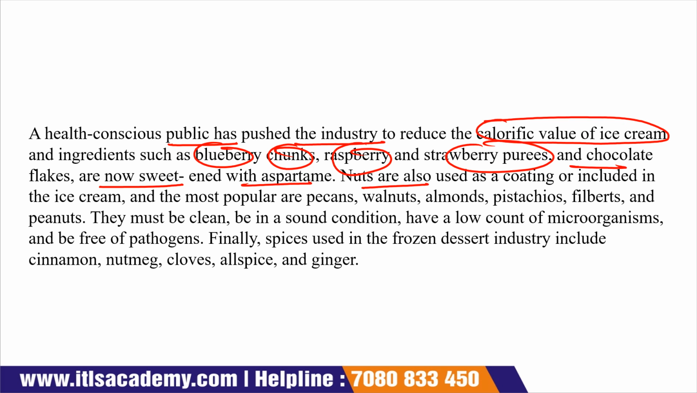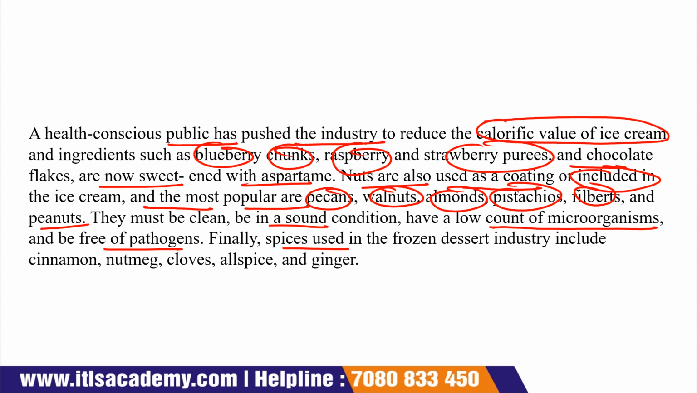Nuts are also used as a coating or included in the ice cream, and the most popular types of nuts are pecans, walnuts, almonds, pistachio, filberts, and peanuts. They must be clean, be in sound condition, have a low count of microorganisms, and be free of pathogens. Finally, spices used in the manufacturing of frozen desserts include cinnamon, nutmeg, cloves, allspice, and ginger.